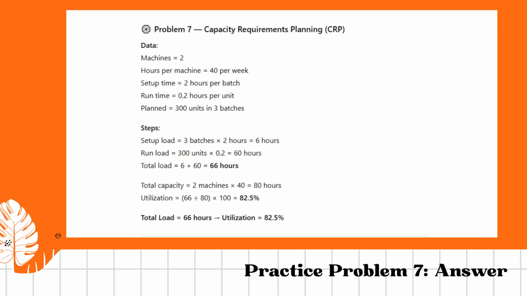When we add both together, the total load on the work center is about 66 hours. Since 2 machines provide a total of 80 available hours per week, the utilization rate is roughly 82%. That means the work center is busy but still has a little flexibility for extra jobs or maintenance.